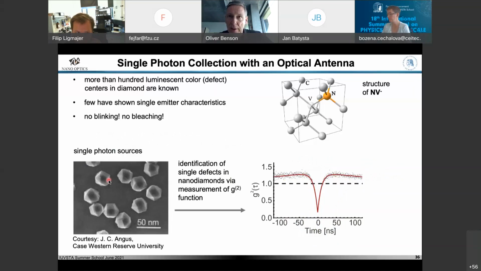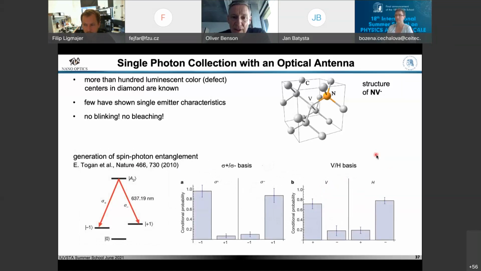Good. One of the examples that I showed in the beginning of this anti-bunching, the non-classical light source that we used for this experiment, was indeed such a defect in diamond. And you can buy diamonds in bulk form or also in nano diamond form, like a grinding powder. And you can identify individual fluorescence defects, and at room temperature, make an experiment of the fluorescence from such a single defect. And this is the outcome. So you see this clear anti-bunching curve, and then you know that you are dealing with a single defect.